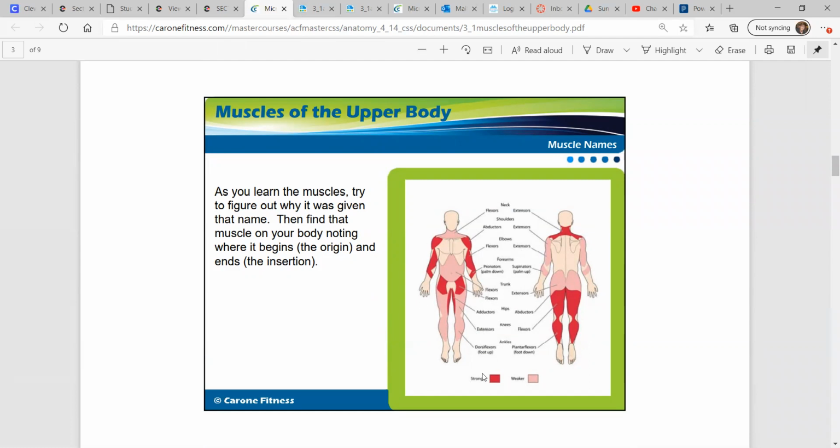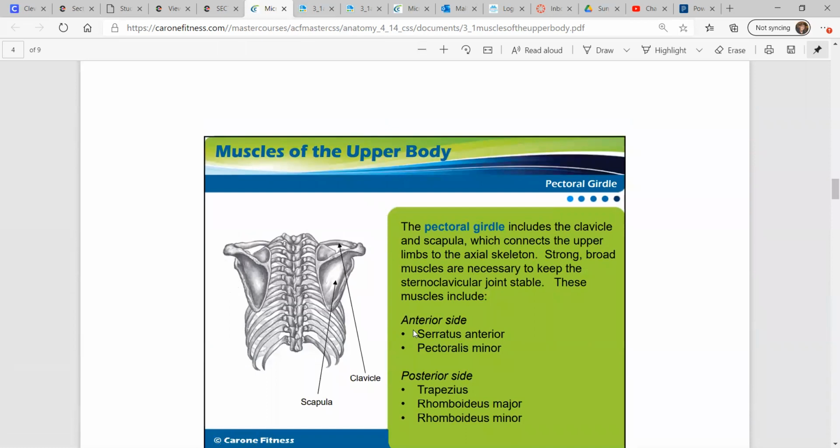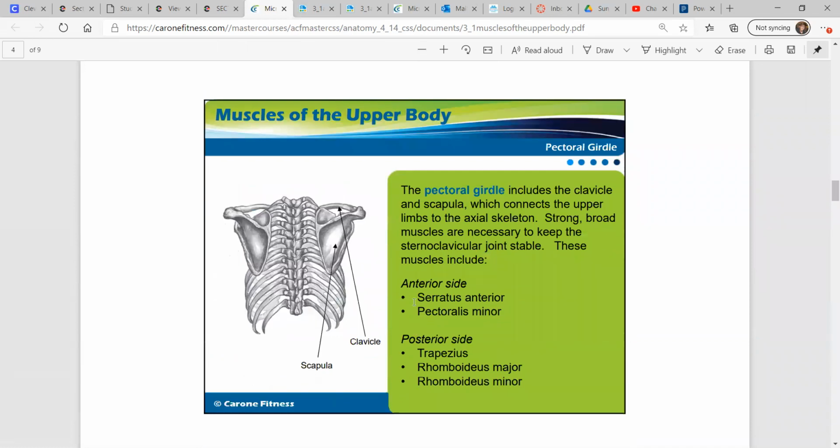This diagram shows stronger, weaker muscles and their names. The pectoral girdle includes the clavicle and scapula, which connects the upper limbs to the axial skeleton. Strong, broad muscles are necessary to keep the sternoclavicular joint stable. These muscles include, on the anterior side, the serratus anterior and the pectoralis minor.